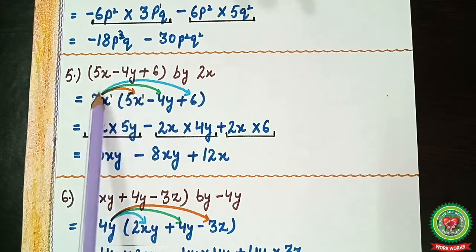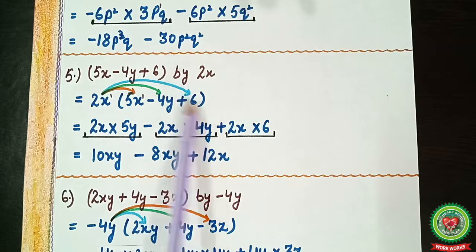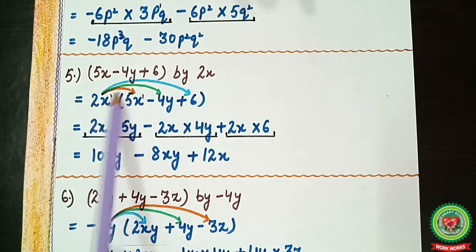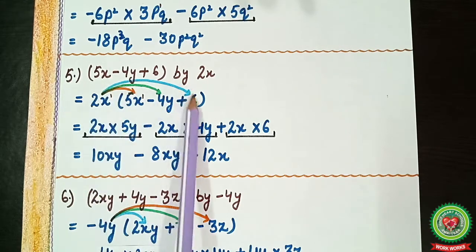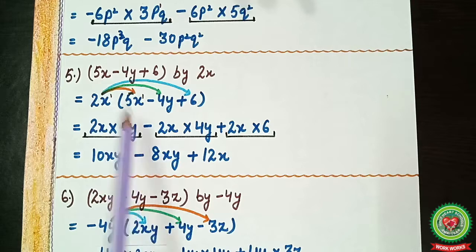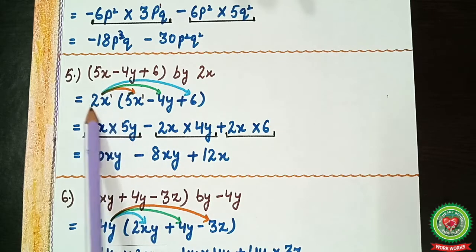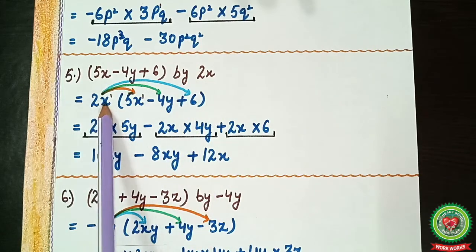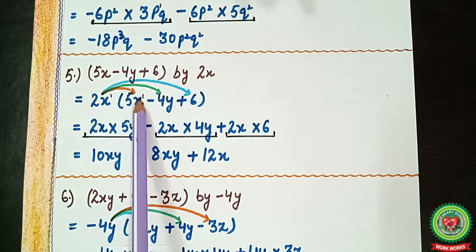So again you will put the arrows in the same way you have done with the binomial expression. So you will put arrow from 2x to 5x, from 2x to minus 4y, from 2x to 6. So this means that you have to multiply 2x with all these 3 terms of this expression. So first of all you will write here 2x multiplied by 5x, right?